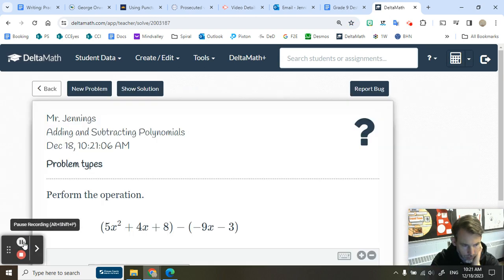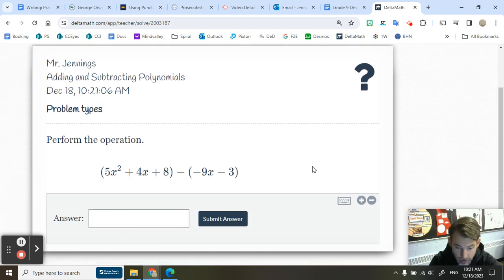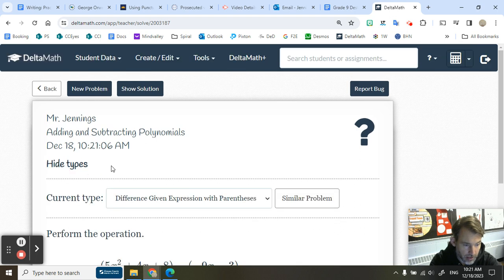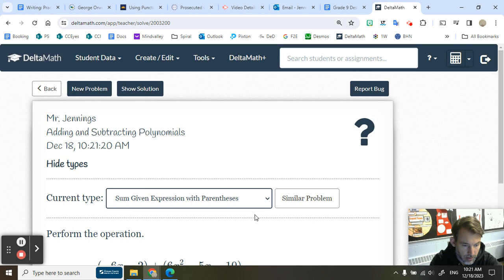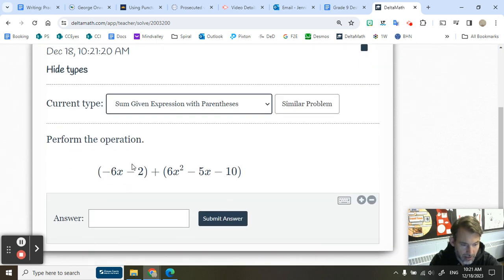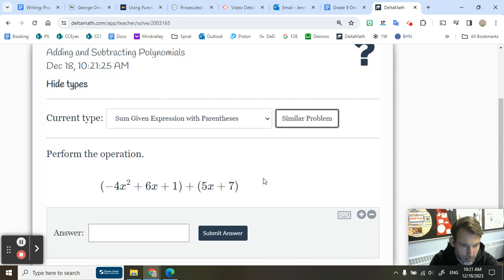Here. All right. So with this skill, we are just adding and subtracting polynomials now. But in this case, we have like x's and x squareds and things like that. So let me give you another example here.